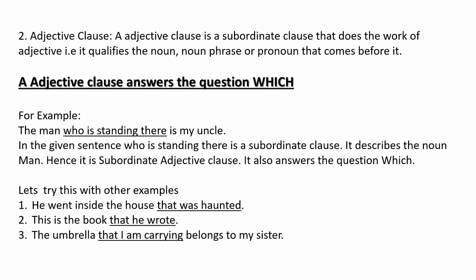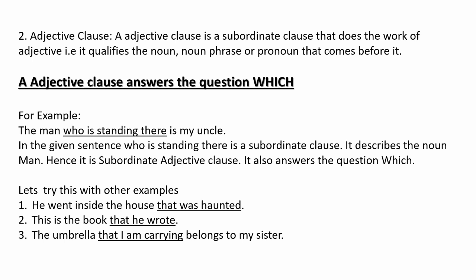Now in the given sentence, who is standing there is a subordinate clause. The man is my uncle is the main clause. Now the subordinate clause describes the noun man and hence it is the subordinate adjective clause. It also answers the question which, like which man is my uncle? The man who is standing there. So let's try this with other examples.